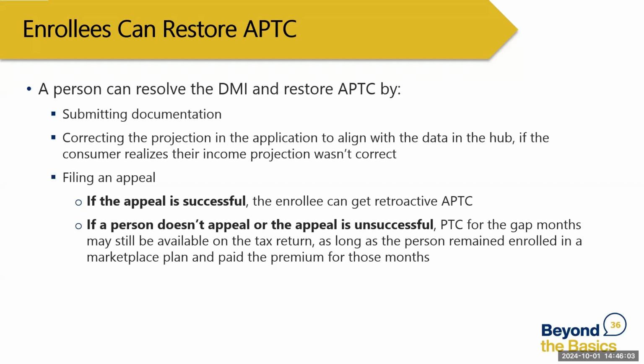They can also file an appeal to the DMI decision, and if they're successful, they can get premium tax credits retroactively. If they're unsuccessful, they can still get PTCs back for the gap months when they file their tax return, assuming it corroborates their new lower income. But the issue there is that if they are losing financial assistance, it may be hard for them to keep coverage, and they can't collect PTCs at tax time for months that they weren't enrolled in marketplace coverage.